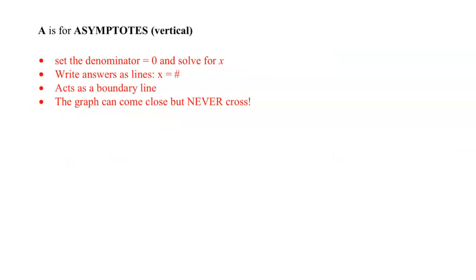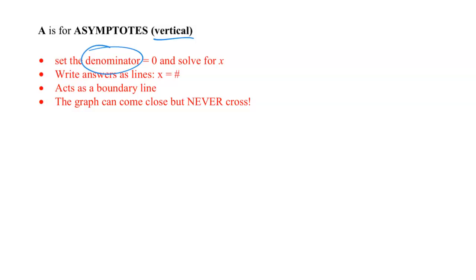Okay, the A in RATEY stands for asymptotes, and more specifically the vertical asymptotes. And so remember that those come from the denominator being set equal to 0 and solving for x. We're going to write our answers as equations of lines, meaning x equals a number. And graphically, these vertical asymptotes act as boundary lines. And so what that means is that the graph can come close to a vertical asymptote, but it will never cross a vertical asymptote. So they literally are acting as boundary lines.